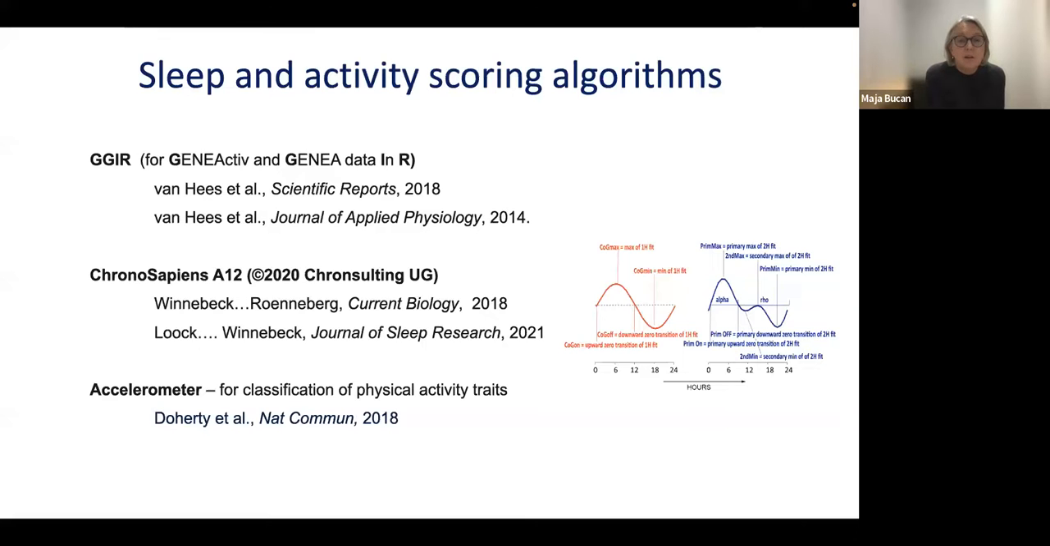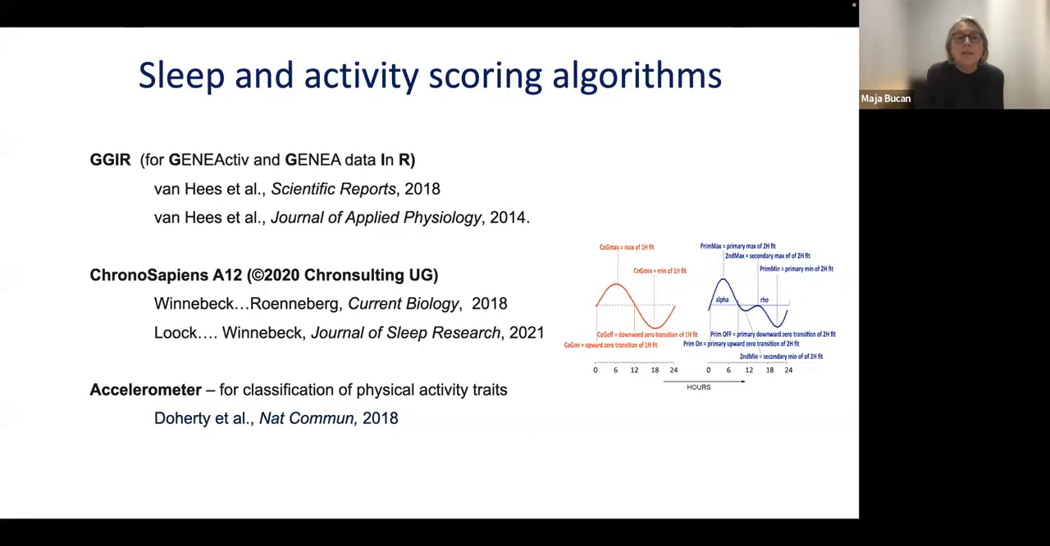So the next important step is analysis of data. We use several algorithms for the analysis. Some of these algorithms, like for instance, GENEActiv and GENEA data in R, give us a wide range of both activity and sleep traits. This is now a commonly used algorithm and has been used, for instance, for the analysis of thousands and thousands of records for individuals who participate in UK Biobank.